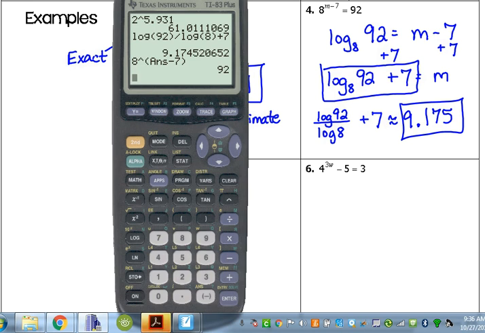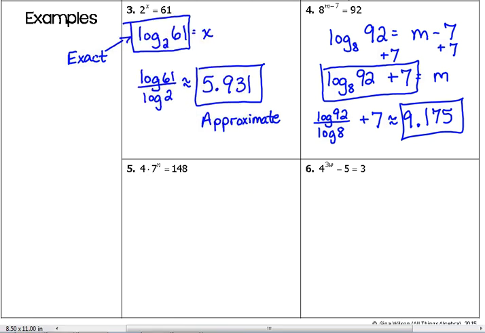Okay. So that's the way I do all these problems. I get my log answer, I find the decimal value for that, and then I check the decimal value to see if it's correct. Okay, number 5.